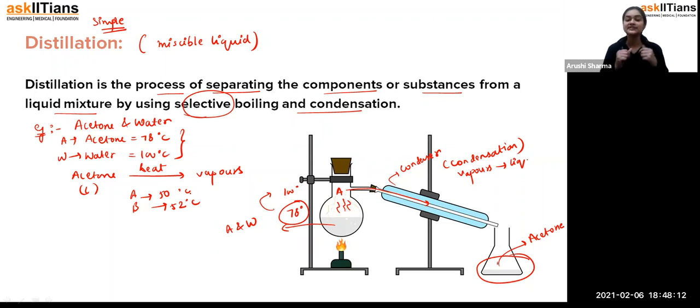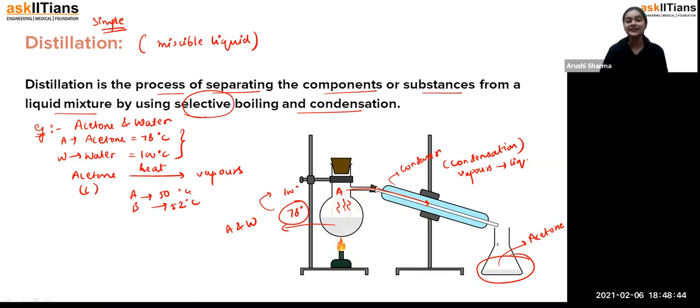Exactly. Because the temperature is first of all going to reach 78, then it is going to reach 100. So when it is 78, acetone will evaporate, and the vapors will transfer to the condenser, and condensation takes place, and that's how we are separating it. So the important thing is: miscible liquids are there, boiling is done, condensation is done, and very important, there must be a difference in their boiling points. Okay, so that you can separate them easily. So this is simple distillation, students.